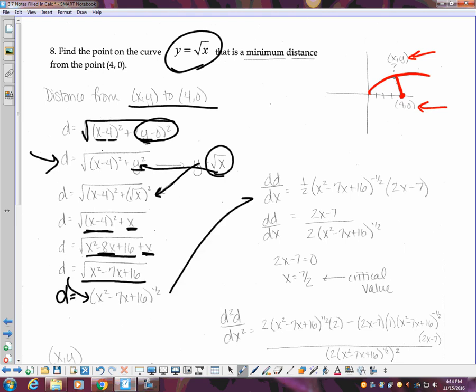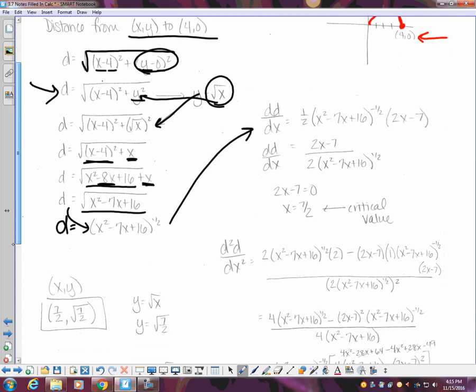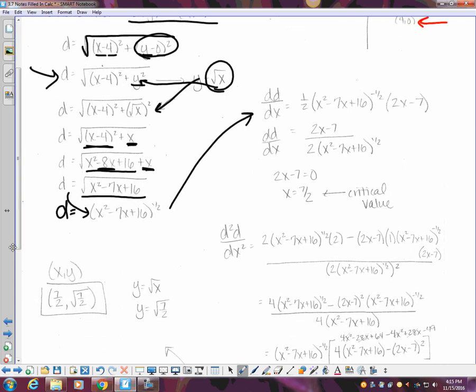Then I'm going to come up here and go dD over dx. So I'm going to use the chain rule: pop the power out front, take 1 off my power, and take the derivative of the inside. Then I'm going to leave this guy on top and move that to the bottom. Okay, so that's my first derivative. To set it equal to 0, the bottom's going to go away. Solve it, I get 7 over 2. That's my critical value.